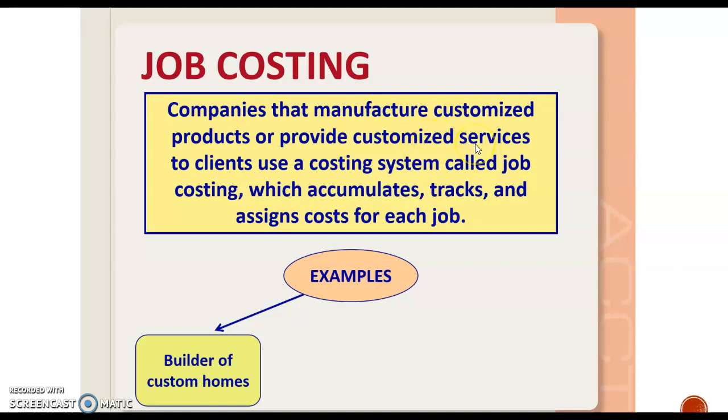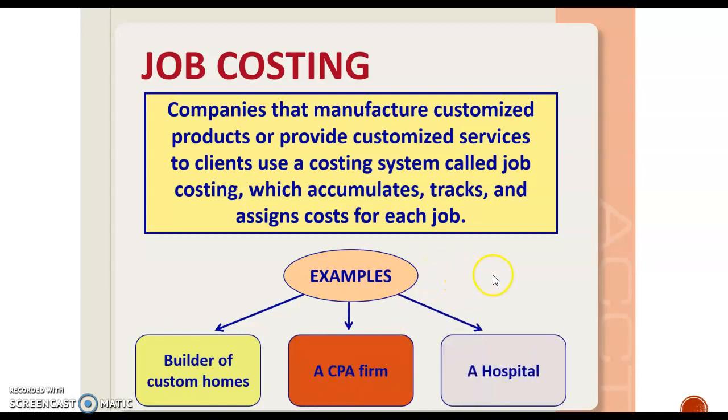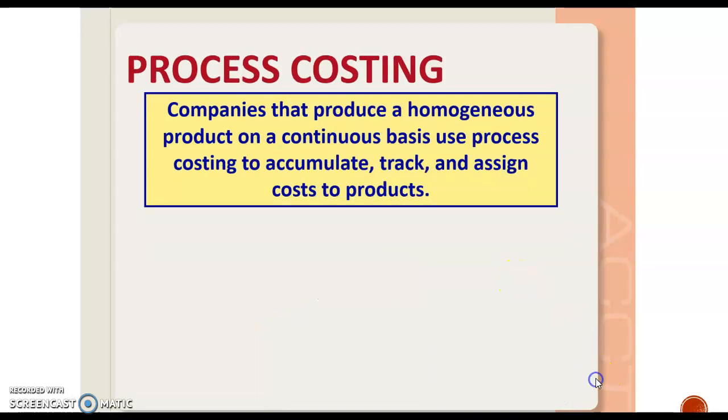Every single client, their bookkeeping situation is different from every other client. And so we have to have a customized way of knowing how long the employees of the bookkeeping company spend on each client. Here are some examples of these customized things, including a CPA firm, a builder of custom homes, and a hospital where every patient has a different situation. So we have to have a way of tracking every cost for each separate job.